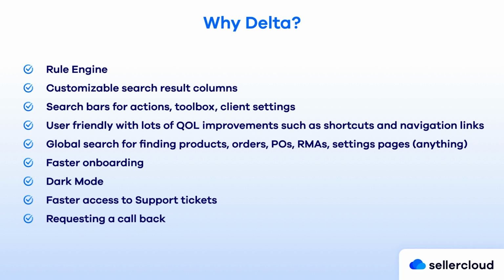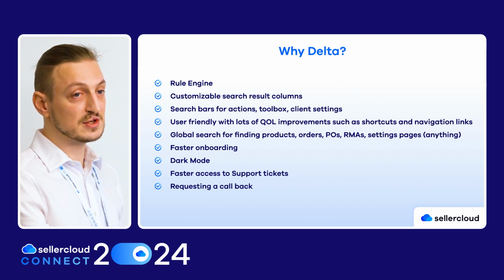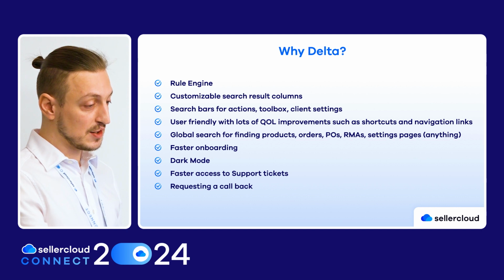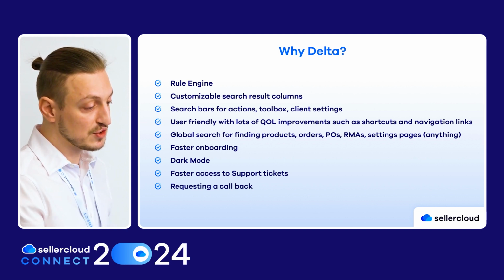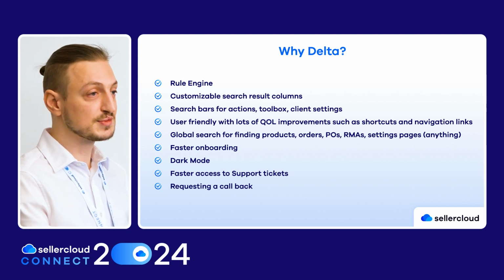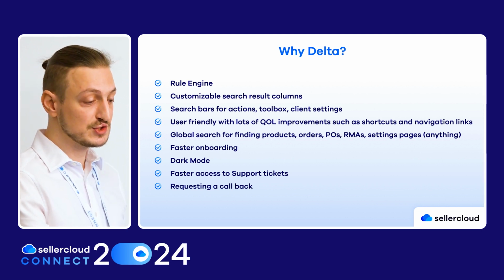So to summarize, why should you use Delta instead of Alpha? It allows you to set up automated rules for order management. You can customize your search result columns and save your views. You can search in the toolbox and action drop-down menus, and you can favorite or star the actions and tabs that you're using most often. It's very user-friendly. It's got lots of quality of life improvements, useful navigation links. You have a global search that can find not only products, orders, POs, RMAs, but also even settings pages.